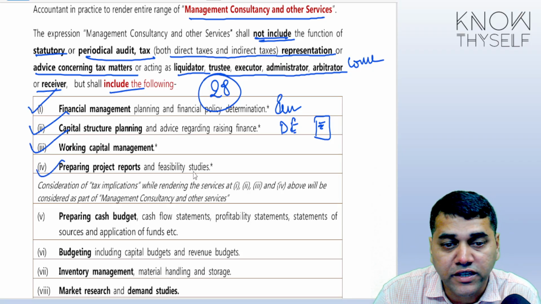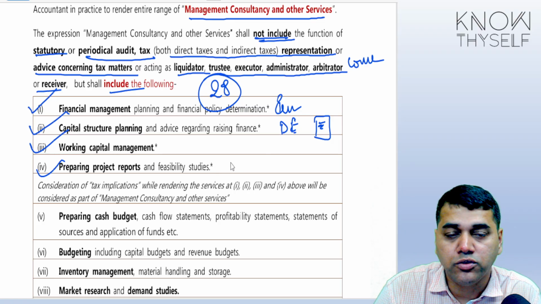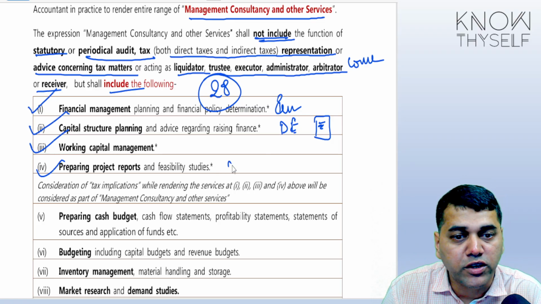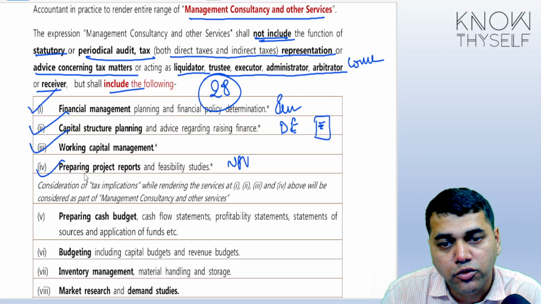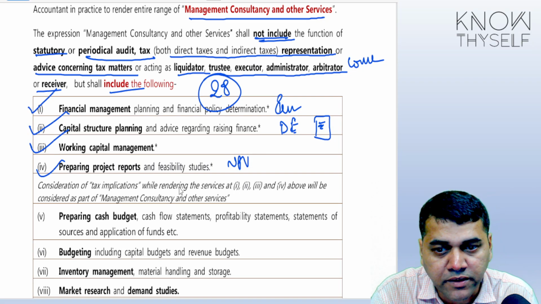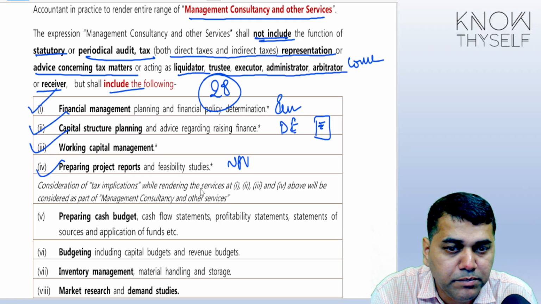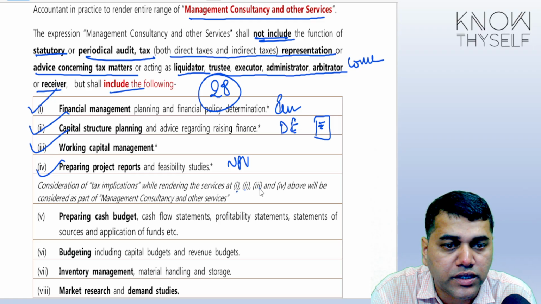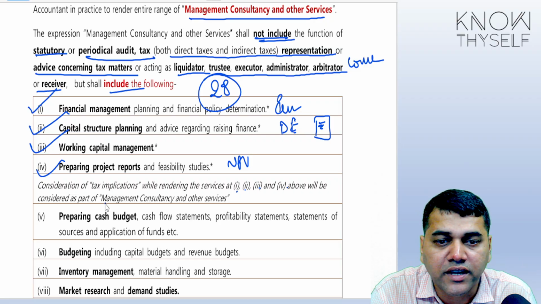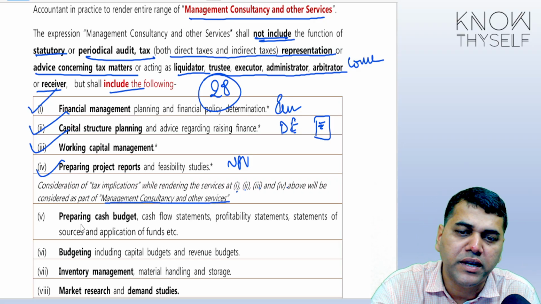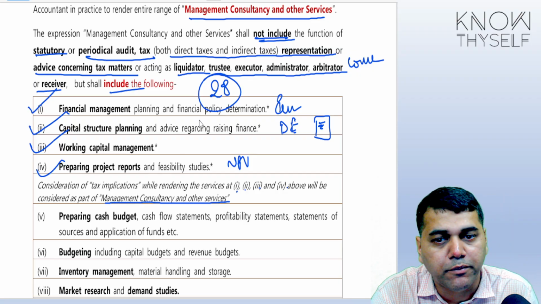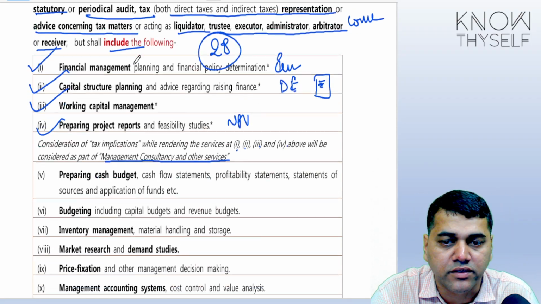Preparing project reports and feasibility studies. So how much the returns are going to come, what is net present value calculation. So all these project reports can be done. Consideration of tax implication while rendering 1, 2, 3, 4 above will be considered as a management consultancy service. That means somebody can give the service of tax implications of above activity. That is also management consultancy.